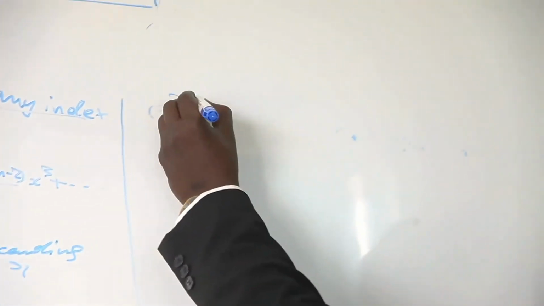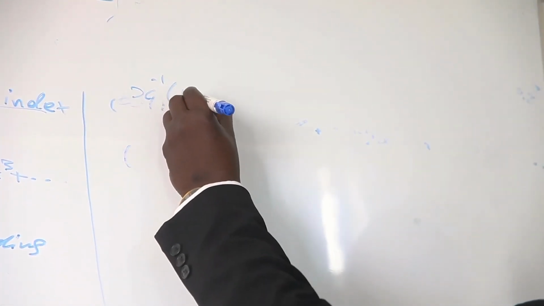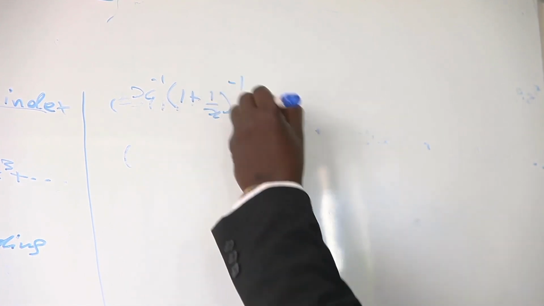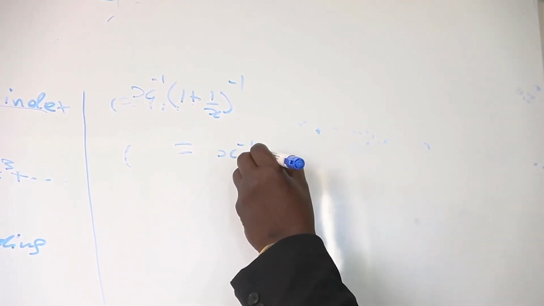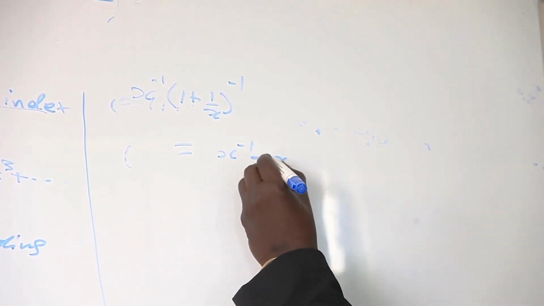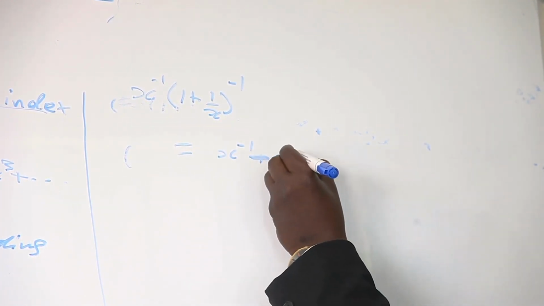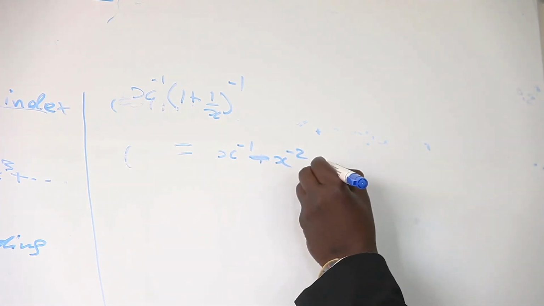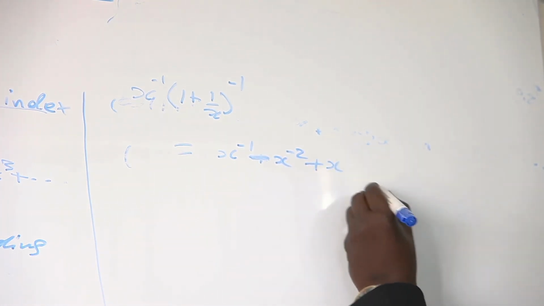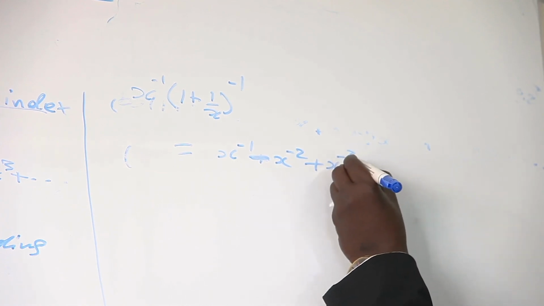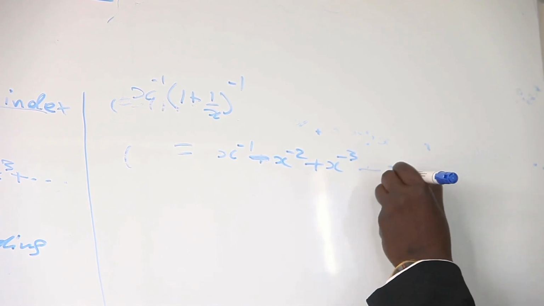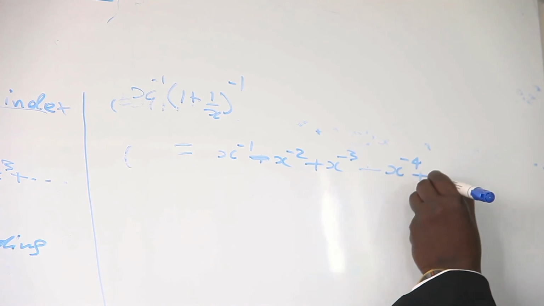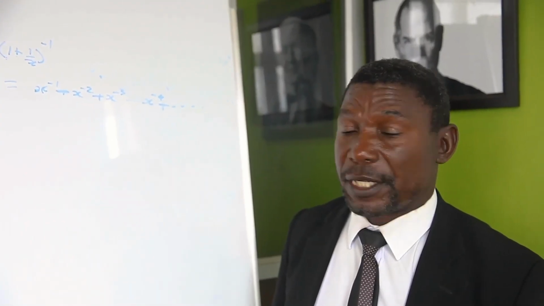So the x^-1 into (1 + 1/x)^-1. Now this one becomes, I multiply by that x^-1, this is x^-1, then minus x^-2, then plus x^-3, then it should be a minus x^-4, then plus, and so on. Okay. This is enough for today.